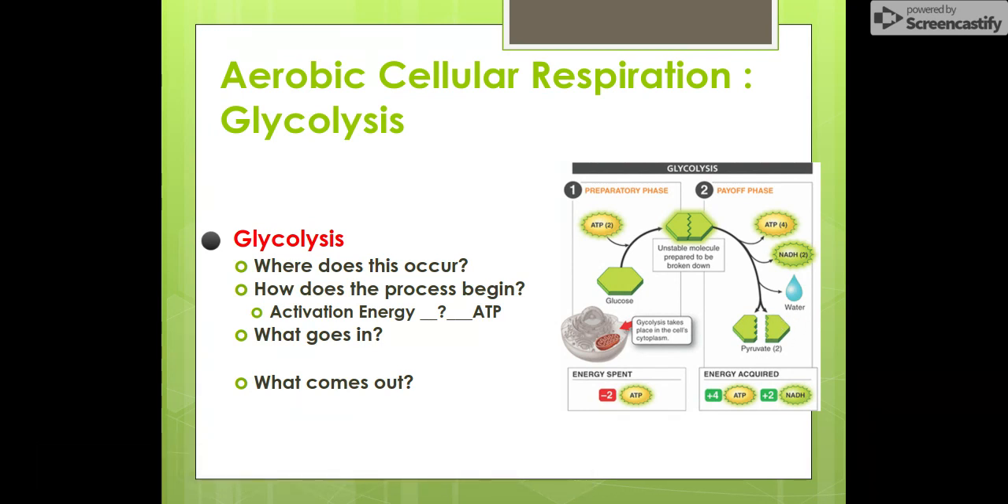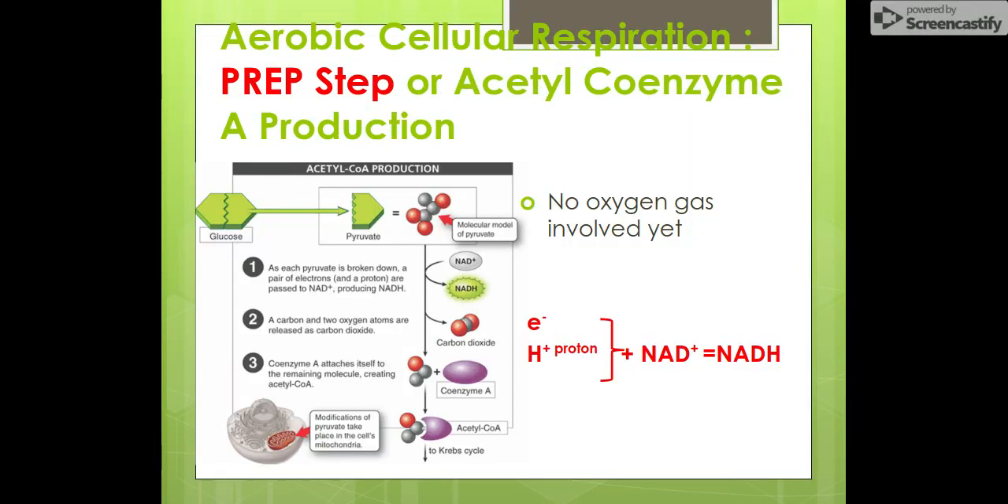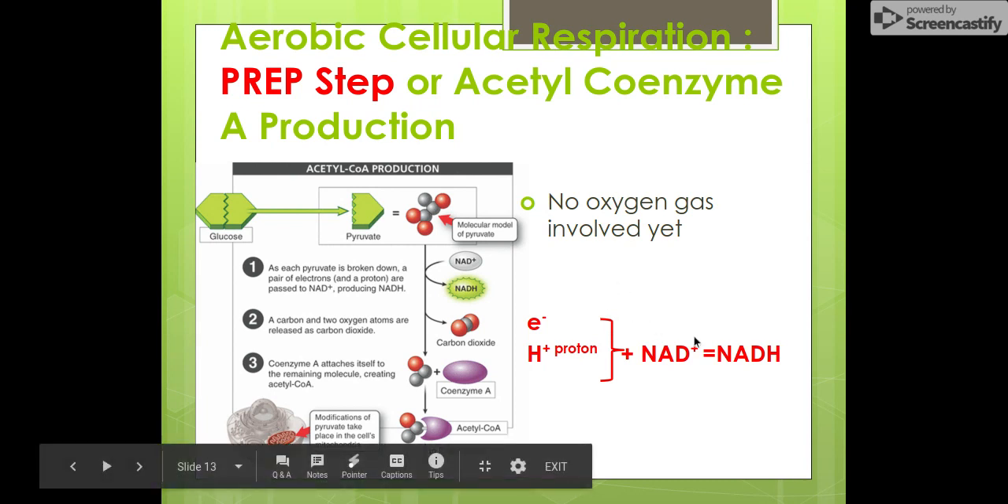So when we talk about glycolysis, we say that we have a net gain of 2 ATP because we made 4, but we used 2 in the beginning. So overall, we're getting a total of positive 2 ATP. So this prep step is just the breaking of glucose into pyruvate. And this releases electrons and protons, which the NAD picks up.